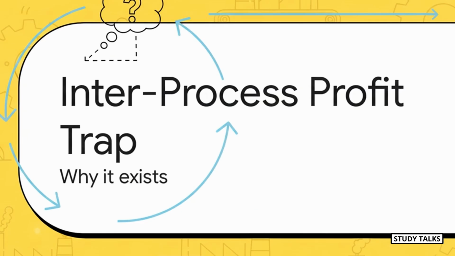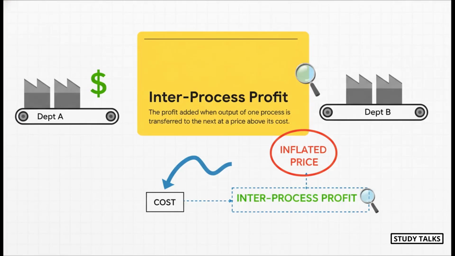So why does this even exist? Well, imagine a giant company. Management wants to know if each department or process is pulling its weight and being efficient. So they treat each process like its own little business. But this makes things tricky for us, especially in an exam. Here's the core idea. One department doesn't just hand over its semi-finished goods to the next one. No, it sells them at a profit. This price it's transferred at isn't the true cost. It's the cost plus a bit of profit. And that extra bit, that's what we call inter-process profit.